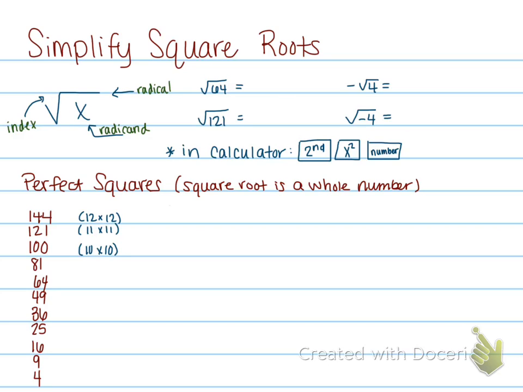What I would like you to do now in your calculator is do the square root of these 4 examples. To do this in your calculator, you're going to press second, x squared, which is the 5th button up on the left side, and then type in the number and hit enter. Take a minute to do these 4 problems. If you get an error in your calculator, it's okay.